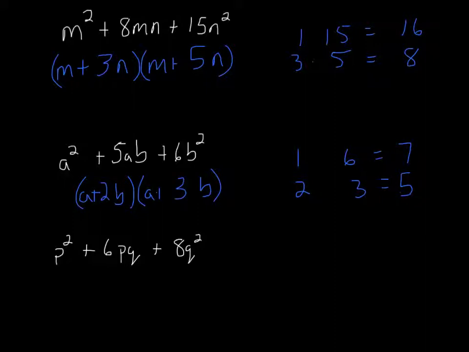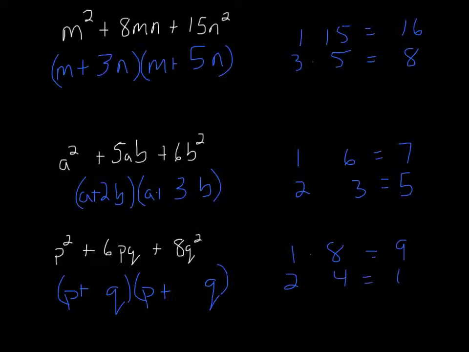Okay, and finally the last one, got p at the beginning, q at the end, both positives, so factors of 8, 1 and 8, 2 and 4. So this equals 9 and this equals 6, so we're going to use 2 and 4. Alright, that last one was at the top of page 11 as well.